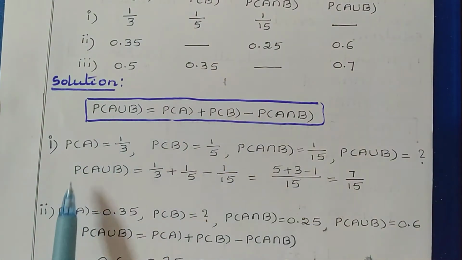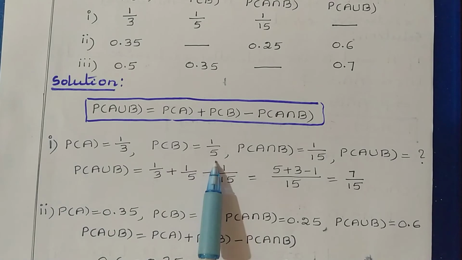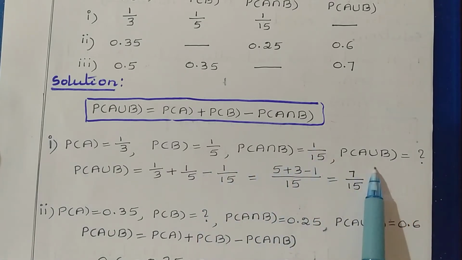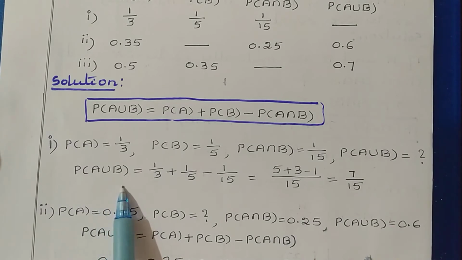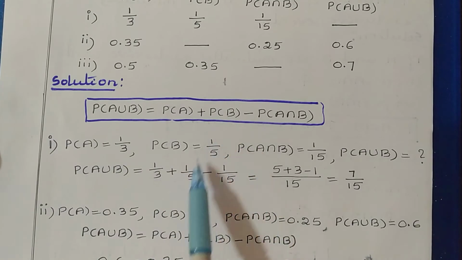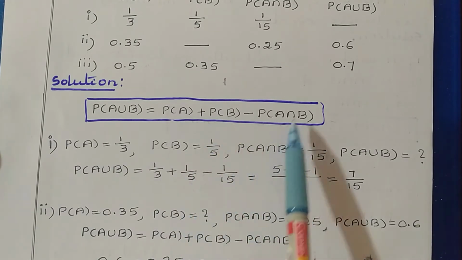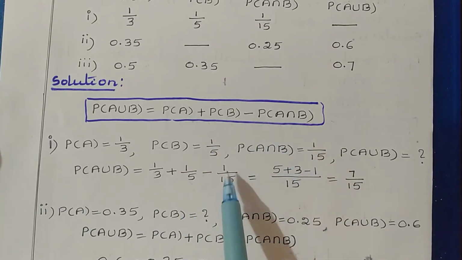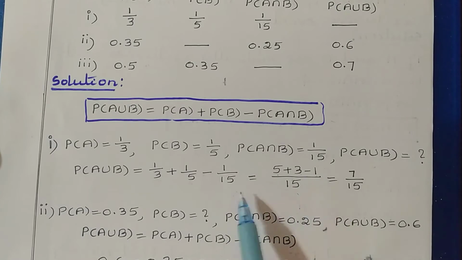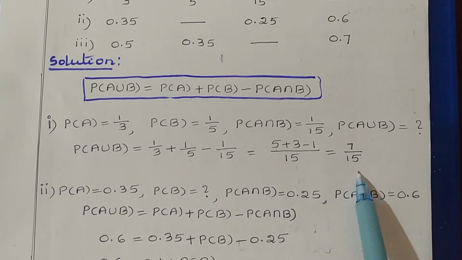In the first case, they have given A value 1 by 3, B probability 1 by 5, then intersection is 1 by 15. Now let us find this probability of A union B. Directly apply the formula: probability of A 1 by 3 plus probability of B 1 by 5 minus probability of A intersection B is 1 by 15. So if you take the LCM as 15, we get here 5 plus 3 minus 1. So the answer is 7 by 15.